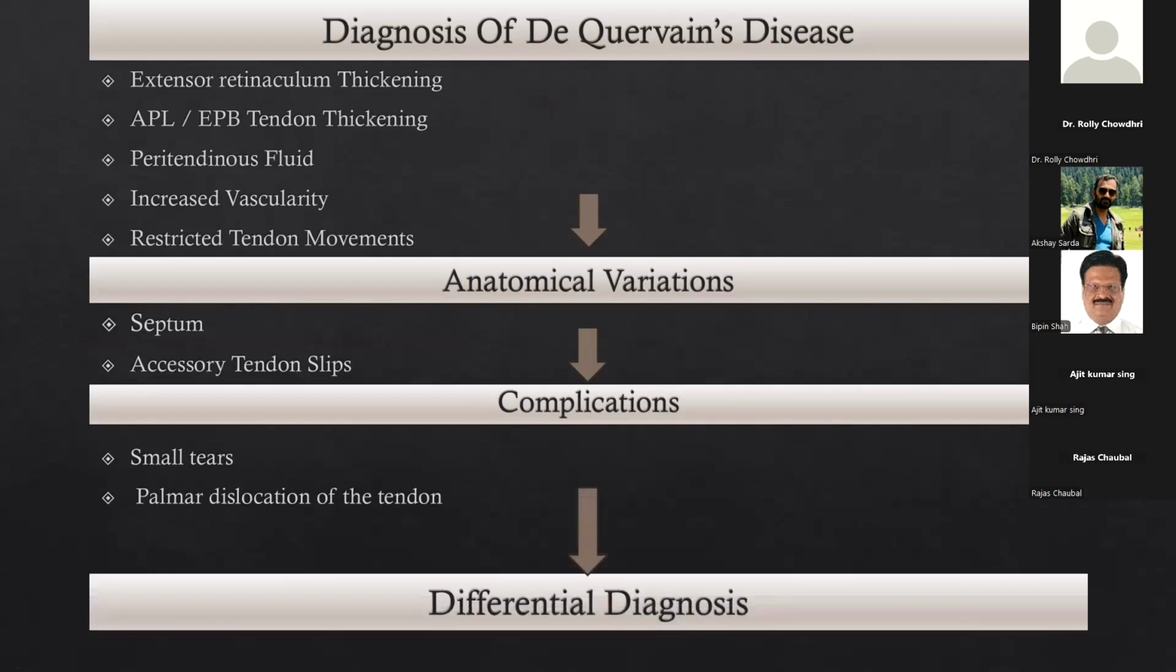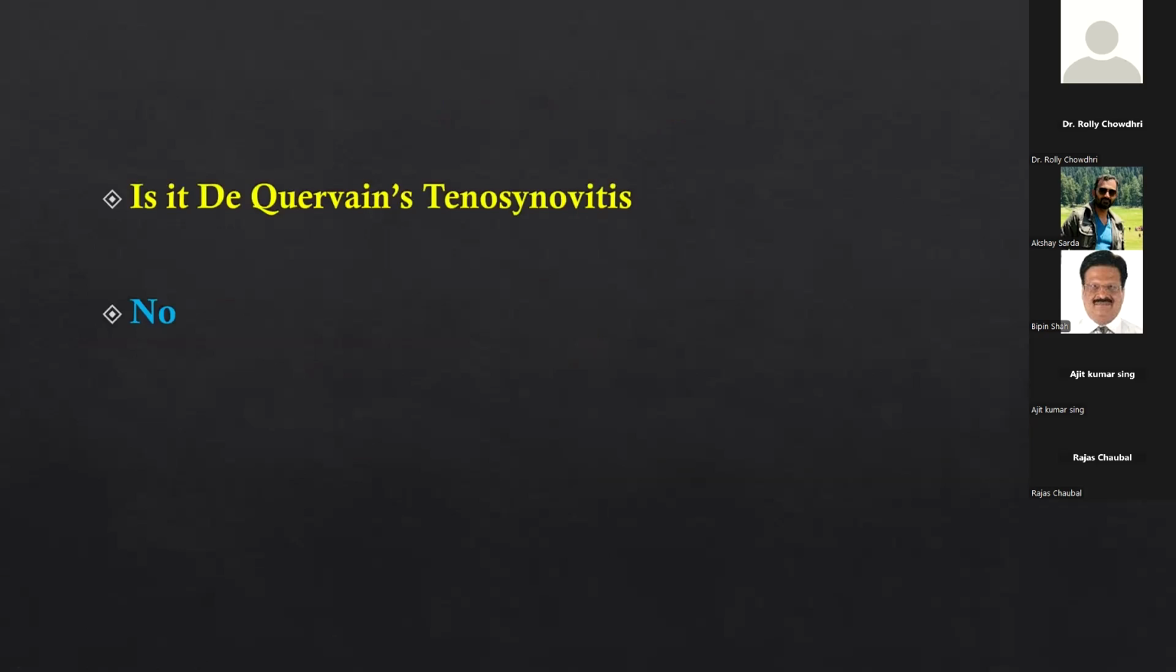Now coming to the next, differential diagnosis. So coming to the first question, is it De Quervain's tenosynovitis? If the answer is no, the patient has come to us with pain on the radial side and there is no De Quervain's tenosynovitis. So if not, then what else can it be? And that's where our search begins: what is the cause?